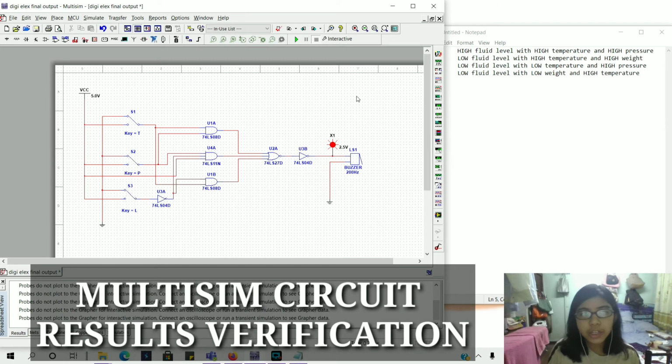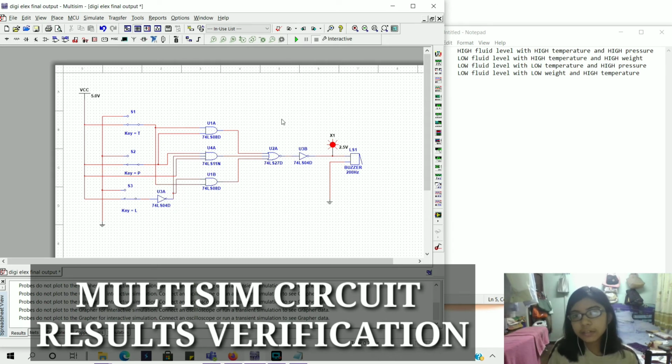In the first condition, there is a high fluid level, high temperature, and high pressure. So if we run the simulation, this would trigger the buzzer and the probe.